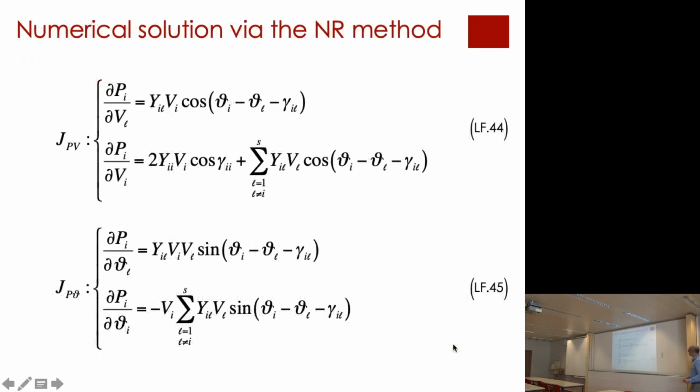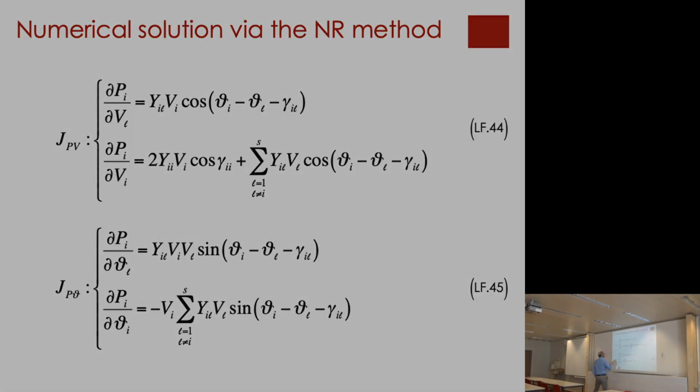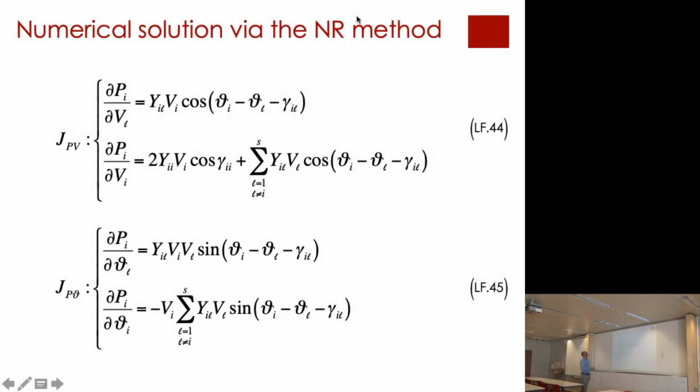So the JPV are essentially the dPi over dVL. I'm just removing from the summation the VL, so I get only this expression. The same story for the dPi over dVi. So again, I'm determining the partial derivatives of the nodal power injections with respect to the module of the voltage in any other node and with respect to the node where the P is computed. And these are the elements of the Jacobian.